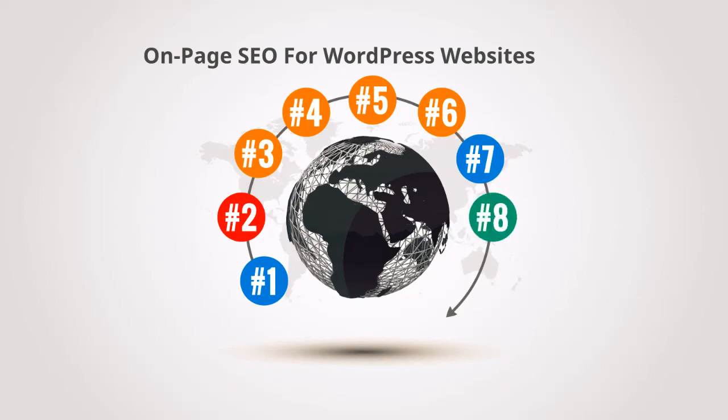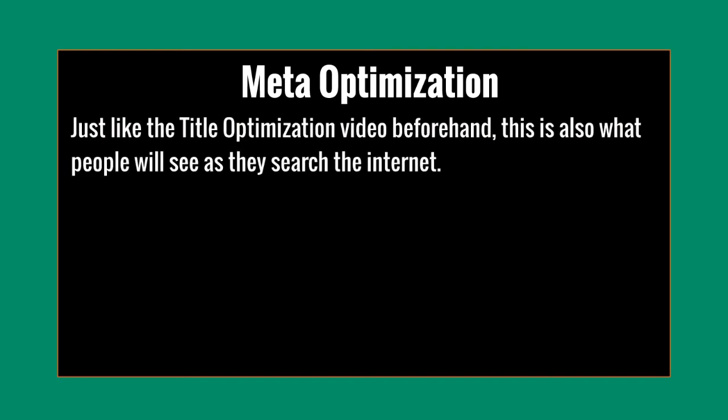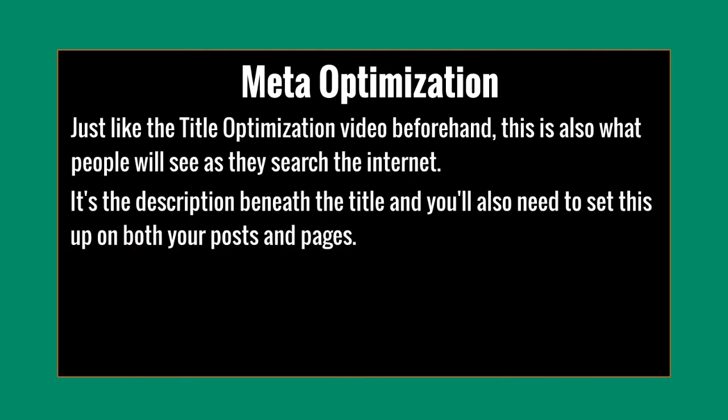Okay, so this is video number 8, and we're going to dive straight in and talk about meta optimization. This is the description that is going to show up on the search engines. Just like the title optimization video beforehand, this is what people are going to see in the search engine when they search the internet for a specific keyword.